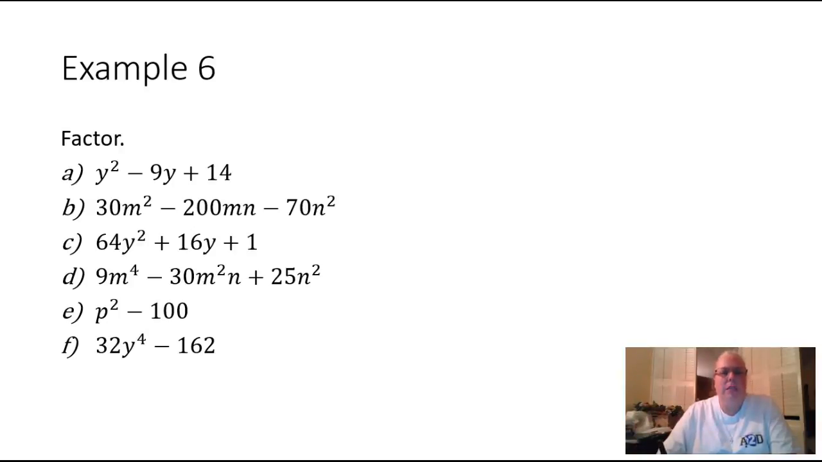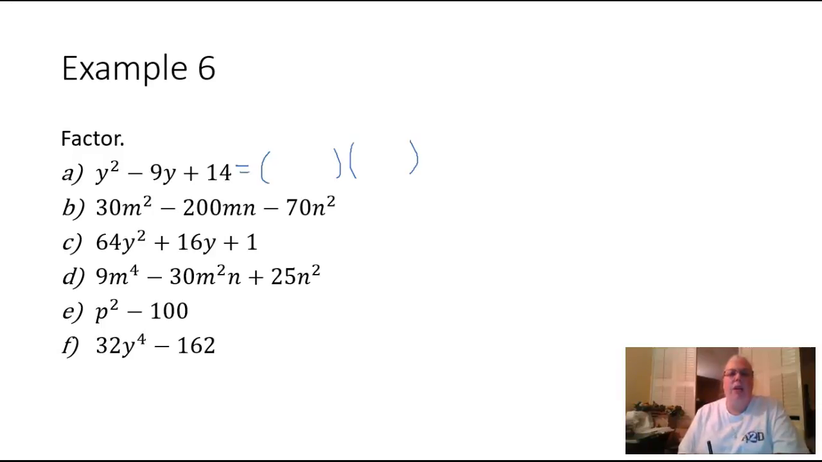This is example 6 from lesson R.3. And what you see are 6 polynomials that we are going to try and factor. In part A, we're going to factor the polynomial y squared minus 9y plus 14. And we're going to try and factor this into a set of parentheses times another set of parentheses.